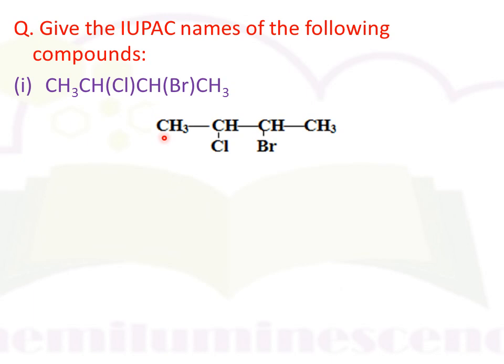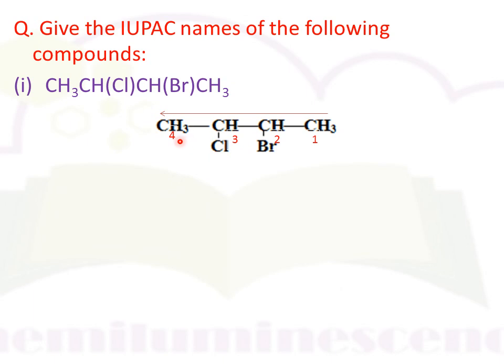Next, give numbering to the carbons. If we start numbering from this end, chlorine comes at the second position, and if we start numbering from this end, bromine comes at the second position. At that time, you have to use the next rule, that is, start numbering by using alphabetical order. Alphabetically, bromine comes first, B comes first and then C. So the numbering will begin from this end. This end carbon is first, the carbon to which bromine is bonded is second, the carbon to which chlorine is bonded is third, and this one is the fourth carbon.